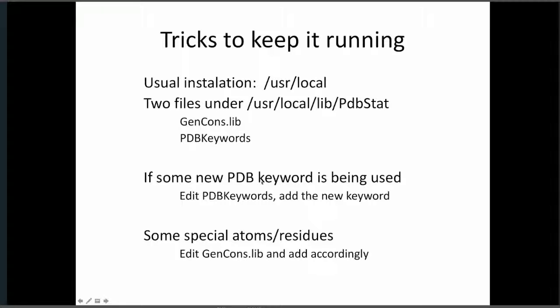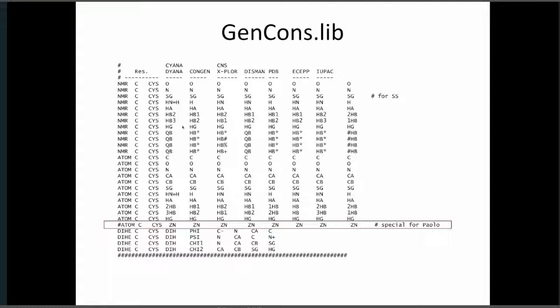So you can edit by hand. You don't have to recompile anything. And then assume you have some special atoms or residues. You just go to jenkins.lib and you edit accordingly to create whatever you have in your residues. I will show you some examples now.